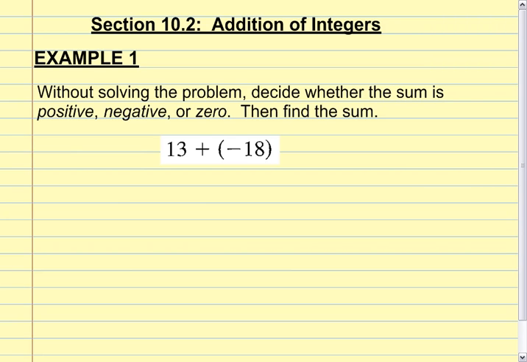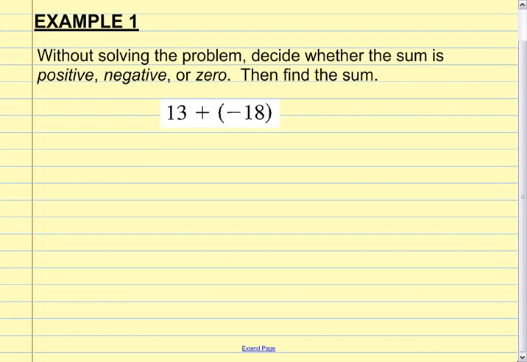But without solving the problem, decide whether the sum is positive, negative, or 0. Then find the sum. Folks, this is the first thing I want you to do always. These two things, we're going to call those operators, plus and minus. And we never have two of them in a row. Okay? We're going to rewrite this.